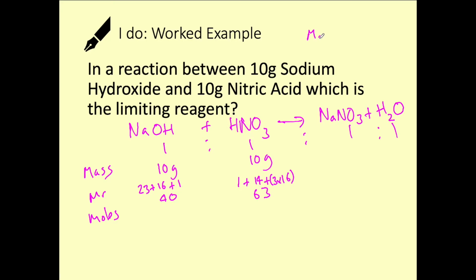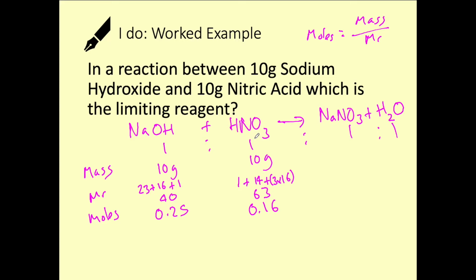So to get our number of moles, we need to do our mass divided by our MR. So 10 divided by 40 comes out to be 0.25 for that sodium hydroxide. And then for our nitric acid, 10 divided by 63 gives us 0.16. So at this point, we are at the point we were for our previous worksheet, where we've got the number of moles of each of the substances and the ratio in which they are reacting.